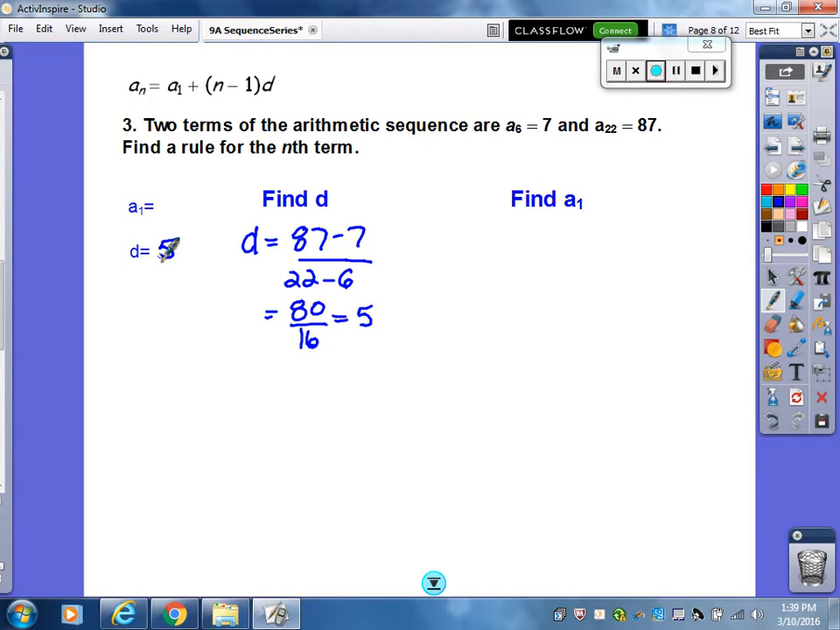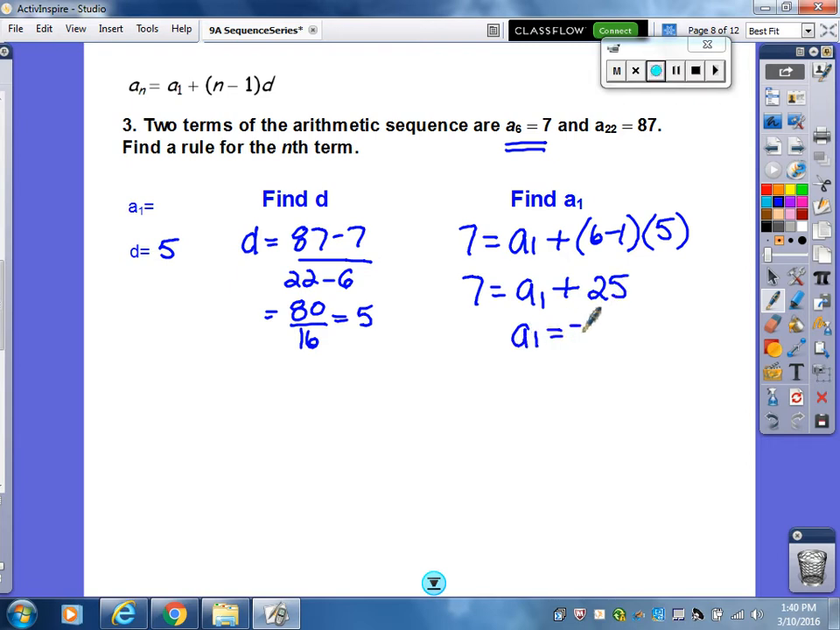All right, now we got to find A sub 1. Well, I've got my common difference, and I need one of the terms. I need either the 6th term or the 22nd term. It doesn't matter which one. I always tend to use the smaller term, so I'm going to use this one to find my answer. So 7 is equal to, and here again I'm using this formula up here, A1 plus my n is 6 minus 1 times the difference that I just found. All right, now we're solving for A1. So we're going to have 7 is equal to A sub 1 plus 5 times 5 is 25. Subtract 25, so A sub 1 is equal to negative 18.